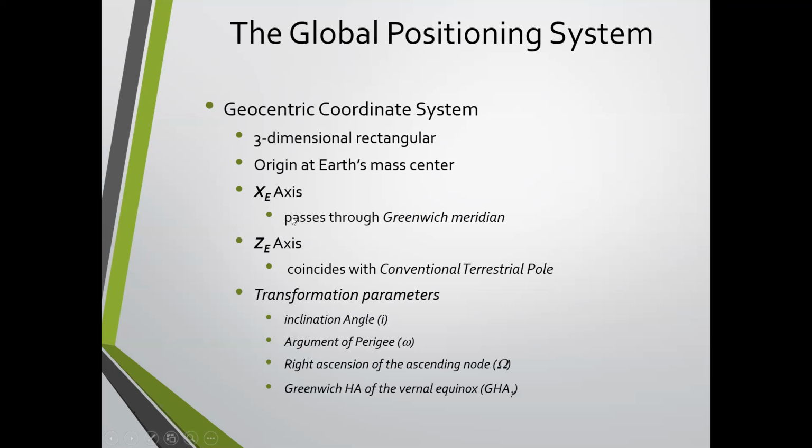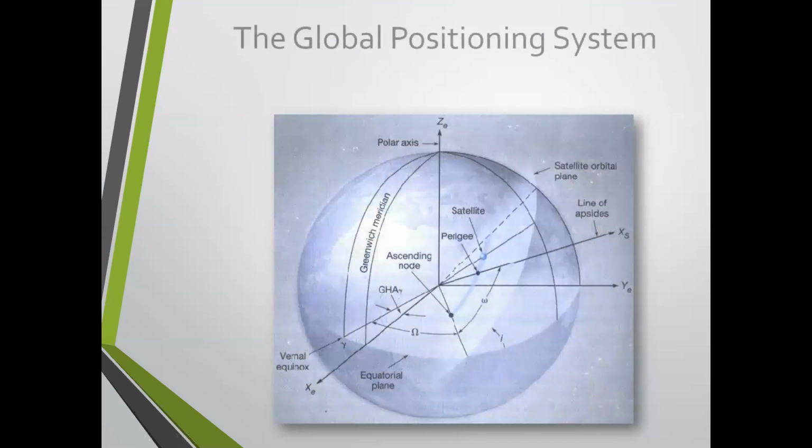We kind of talked about this system before, but you have what are called transformation parameters that it has to measure. So you have the inclination angle, the argument of perigee, right ascension, Greenwich angle. We're not going to get into that, but this diagram kind of shows you that. So what you see here, which is kind of nice, is your ellipsoid right here.